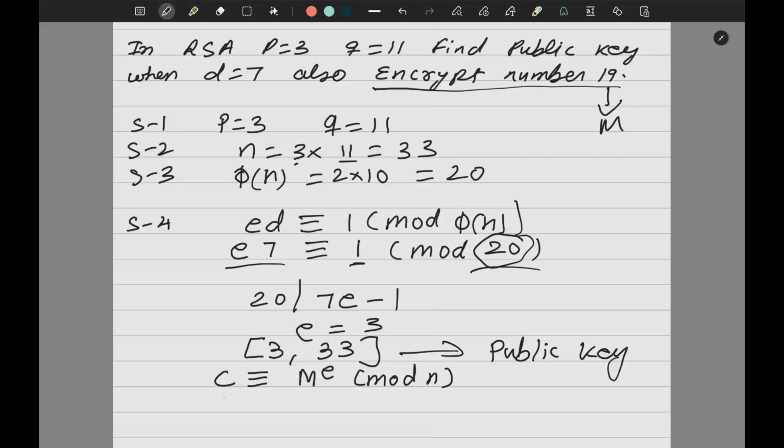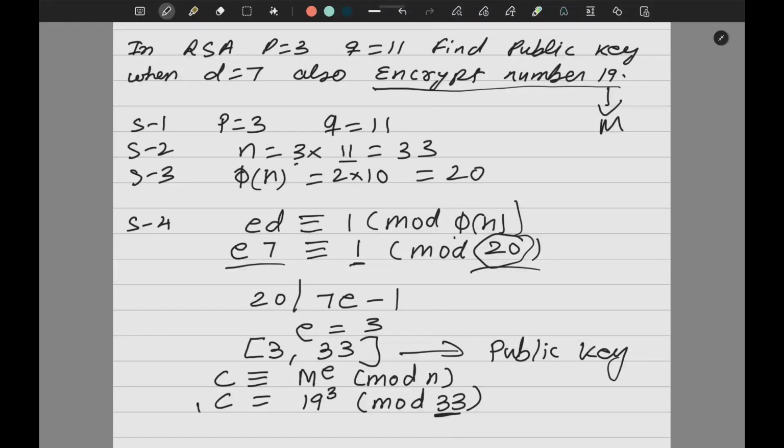Now let us substitute. So C is equal to 19 to the power e. What is the value of e in this particular question? In this particular question, my e value is 3. So 19 to the power 3 mod n. N is 33. Remember, here it is mod n and here it is mod phi n. So don't make the mistake and don't get confused in the exam.